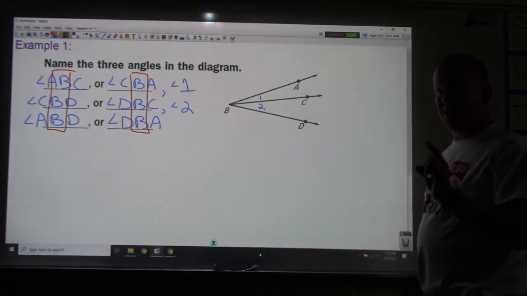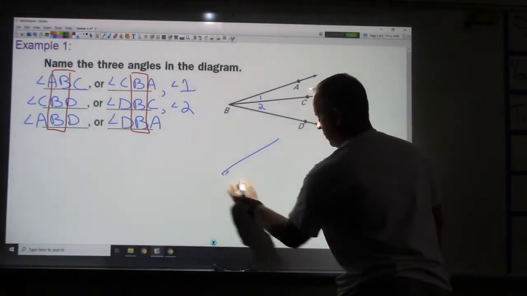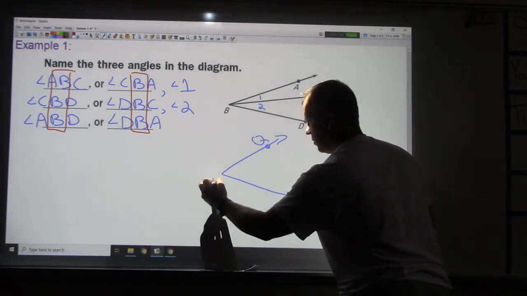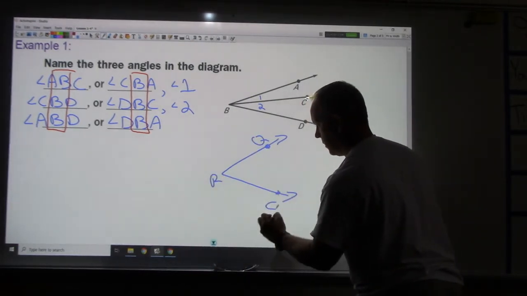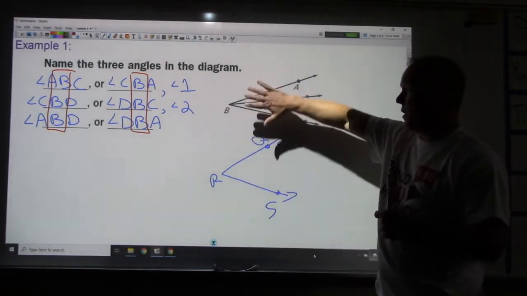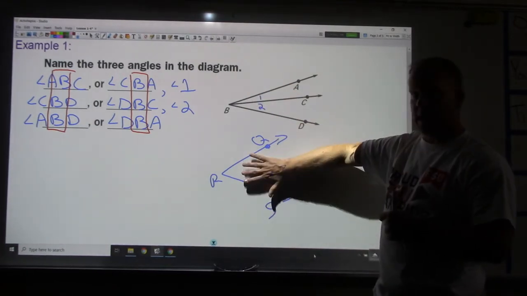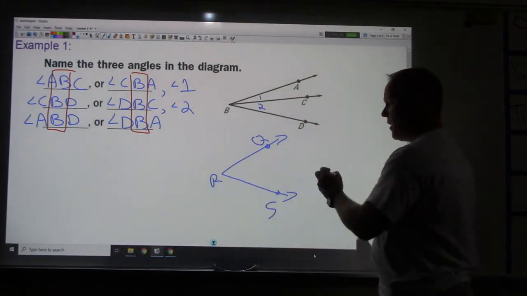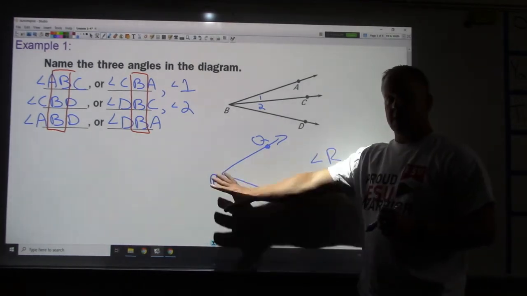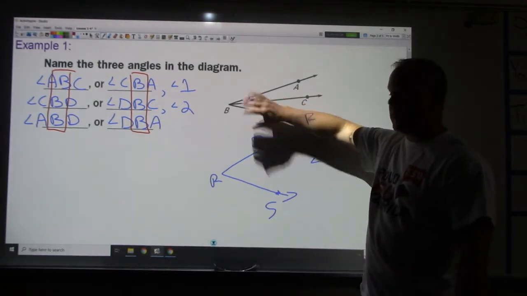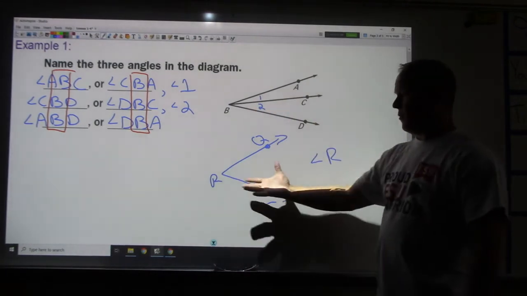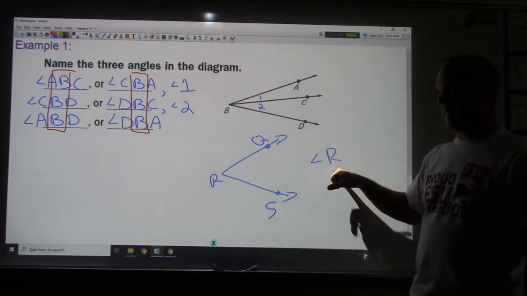Now there is one other slight way you can name an angle. Just going to do a quick sketch here. QRS. If I have angle QRS, now notice there's only one angle here. Up here I had 3 angles. Here I have 1 angle. If there's only 1 angle, you could name it by just its vertex. So this one I could call angle R, because it's the only one there. Up here I can't say angle B, because I don't know which one you mean, the top one, the bottom one, or the big one. So again, if there's 1 angle, you can use just the vertex in its name.